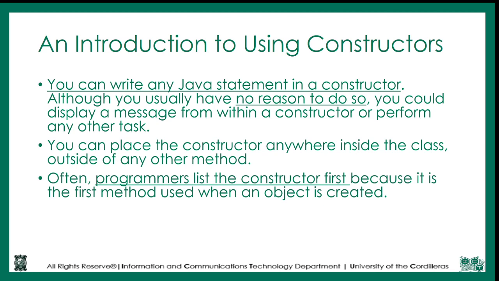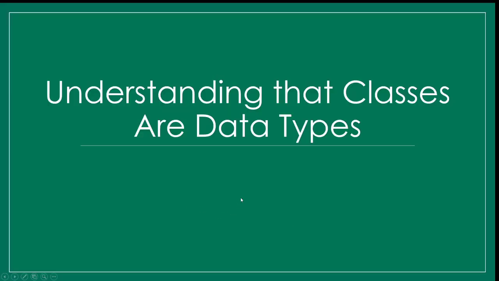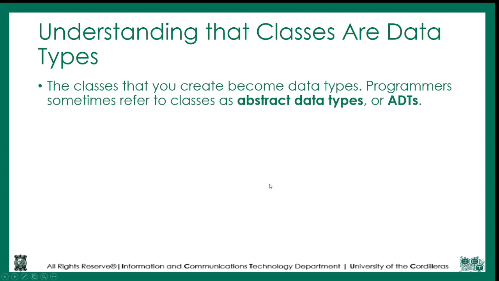So inside the main method, I list them first there so that I can easily see the flow of my program. You are never required to write the constructor for a class. So again, this is optional, but Java provides you with a default version if the class contains no explicit constructors. Now, we also have to understand that classes are data types.